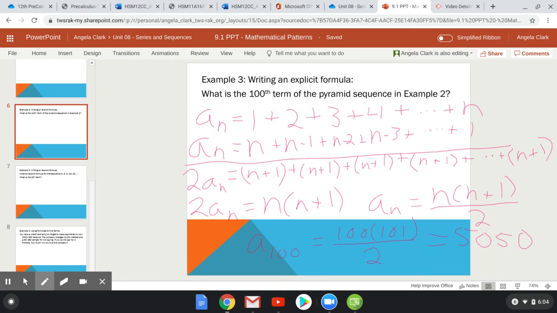So this has been figuring out an explicit formula for pyramids. Again, sometimes an explicit formula can be a little bit trickier to find than a recursive formula.